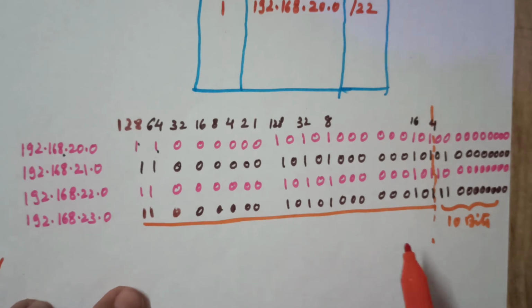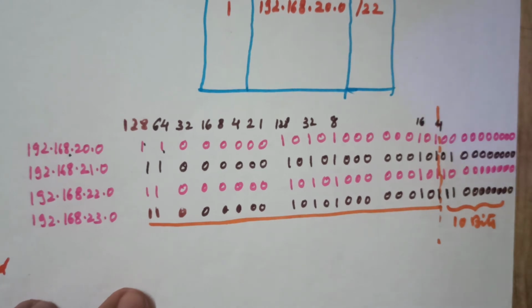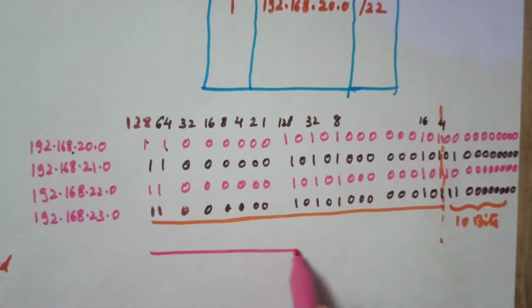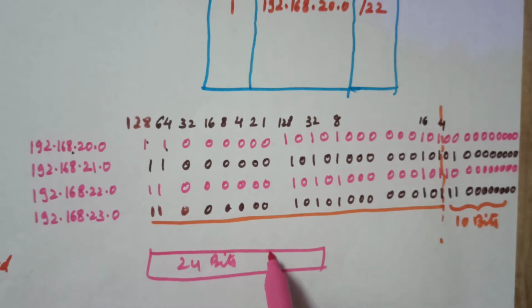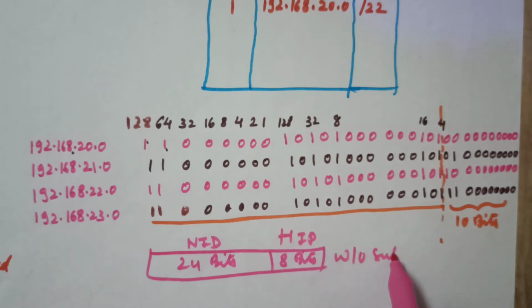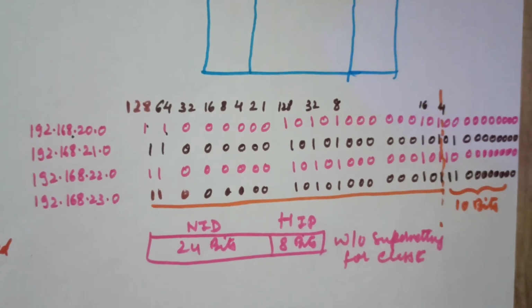So here, without supernetting, the class C address has 24 bits in the network ID and the remaining 8 bits in the host ID. This is without supernetting, for class C.